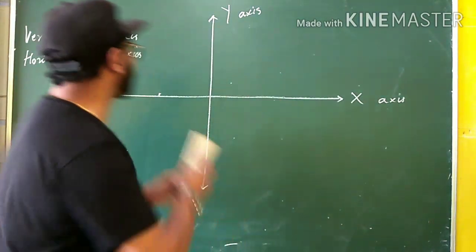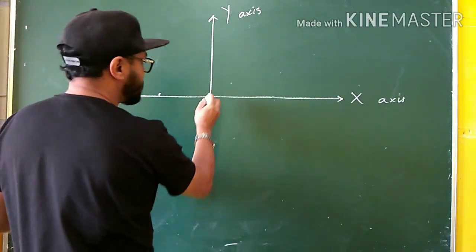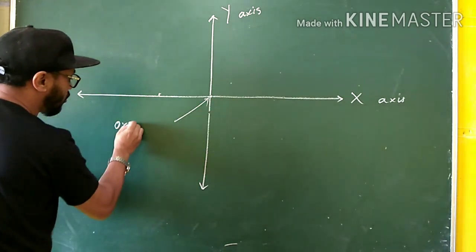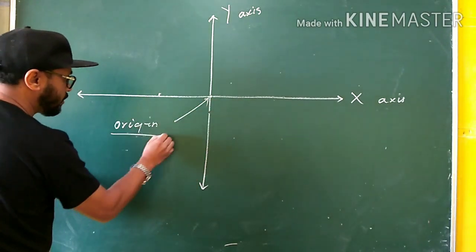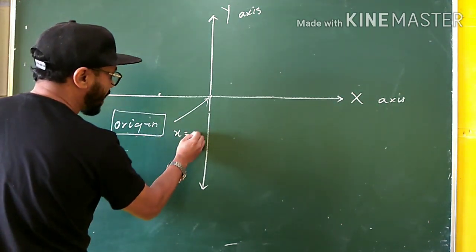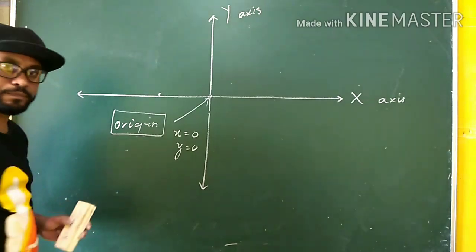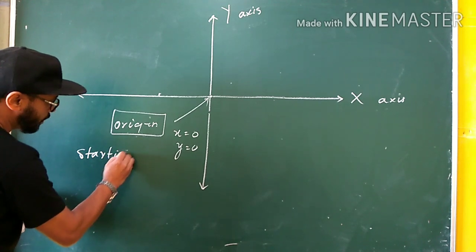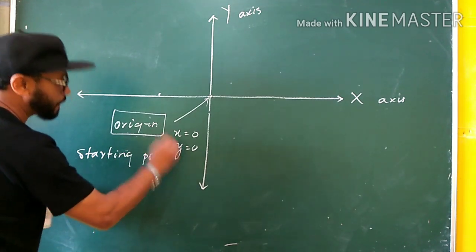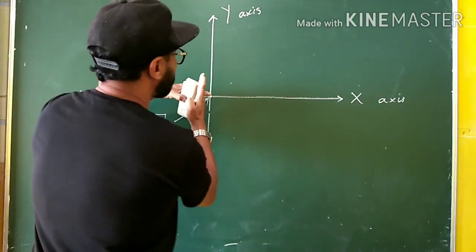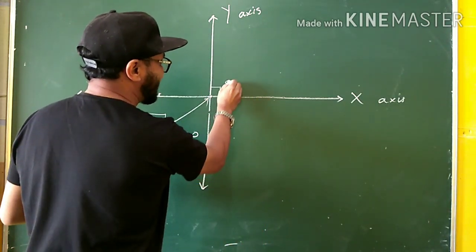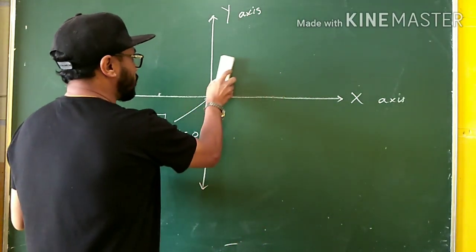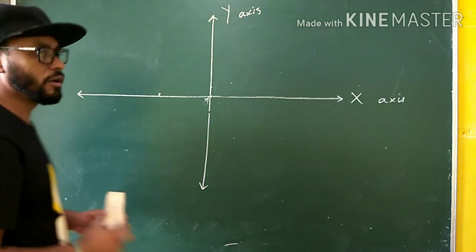Now the intersection of these two axes is called the origin. Here both the values of x and y are 0. This is nothing but the starting point. Keep this in mind: the angle subtended by these two lines has to be 90 degrees. If it is not 90 degrees, then the whole thing will go wrong. You won't get the exact location of the point or object.